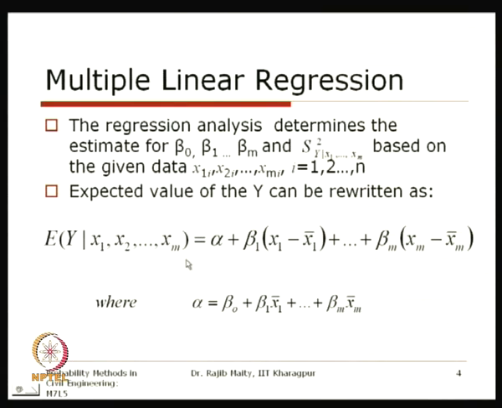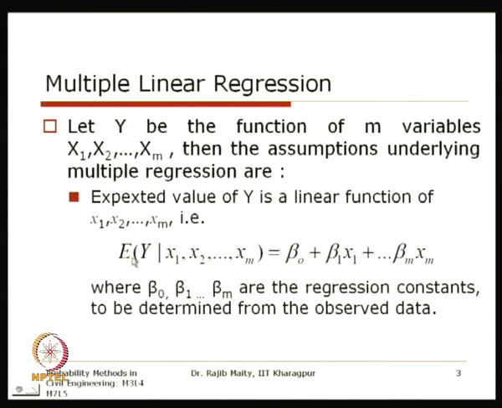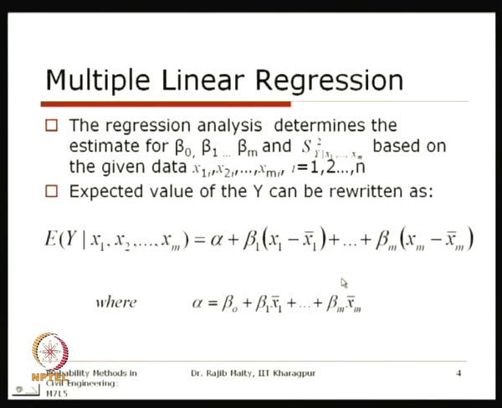After some rearrangement of the equation that we have seen here, that is, the expectation of y given x1, x2, xm equals beta naught plus beta 1 x1 plus beta 2 x2 plus beta m xm, we can rearrange to get another form of the same equation, which equals alpha plus beta 1 into (x1 minus x1 bar) plus beta 2 into (x2 minus x2 bar), like that up to beta m into (xm minus xm bar). Here x1 bar, x2 bar or xm bar is the mean of that particular input variable.